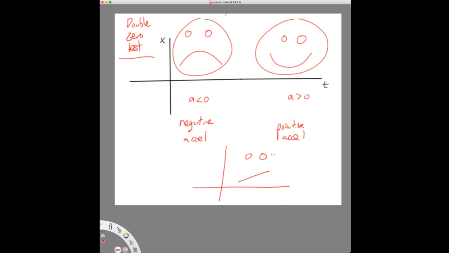Okay? If it's not happy or sad, maybe we have a graph that just looks like that. We draw our 2 zeros and we say, I guess it looks a little sad to me, but it's neither happy nor sad. No acceleration. Or we could say A equals 0. If the line is straight, the velocity is not changing because the slope is not changing. And if the velocity doesn't change, there's no acceleration. Okay, any questions about the double zero test?